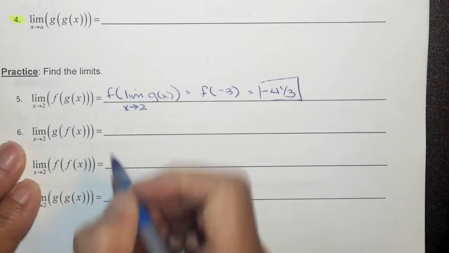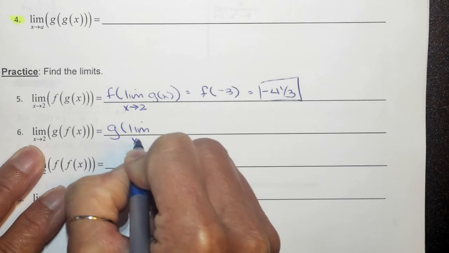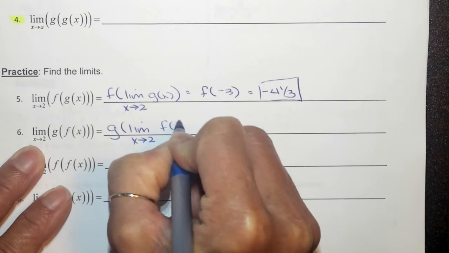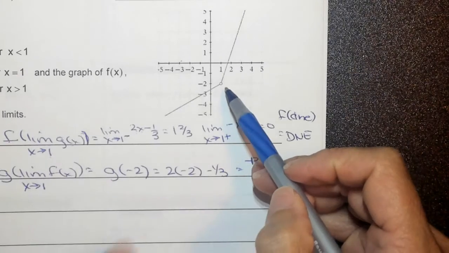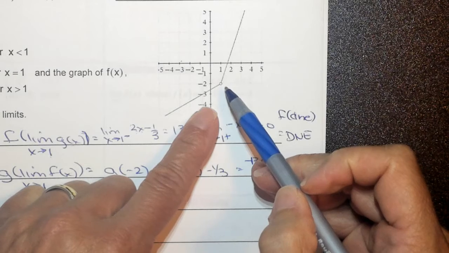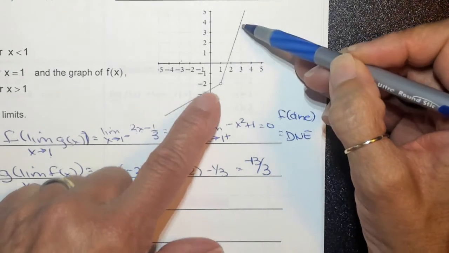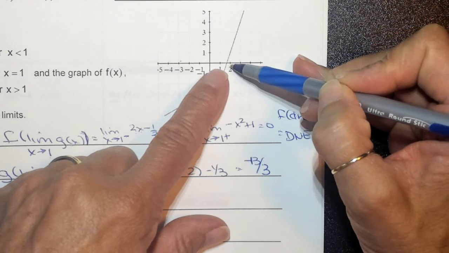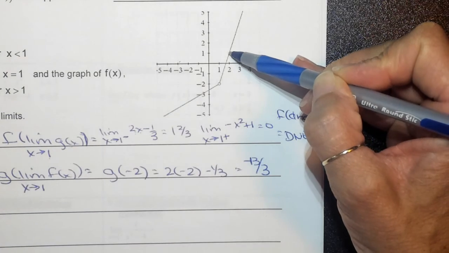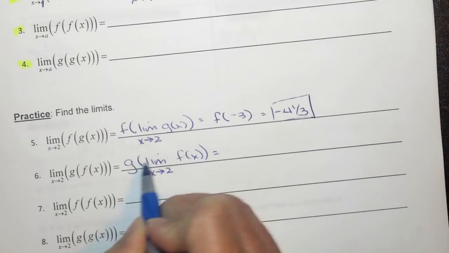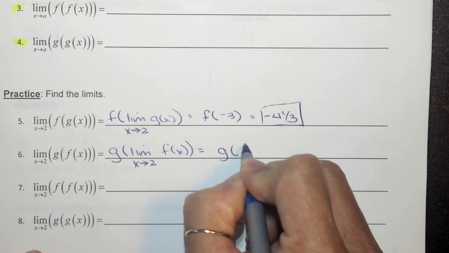Again, evaluating here. So we would evaluate g of the limit as x approaches 2 of f of x. So I'm going to go to f of x and evaluate the limit as x approaches 2. Now, because this is a graphic representation, I need to evaluate the limit from the right and from the left. So here I'm evaluating as x is approaching 2 from the right and from the left, and the approximate value is 1.